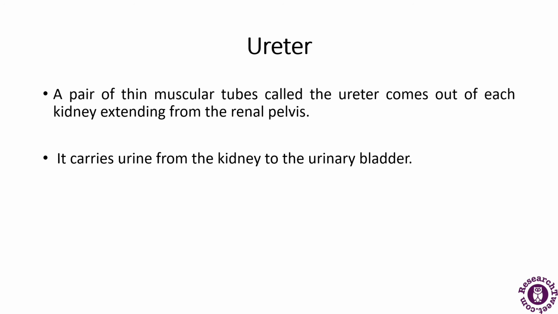Next is the ureter. A pair of thin muscular tubes, called the ureter, comes out of the kidney, extending from the renal pelvis. It was depicted in the diagram as well. It carries urine from the kidney to the urinary bladder. So it acts like a passage for the urine to pass through the ureter and then to the urethra, and it will be excreted out from the body. The function of the ureter is to propel urine from the kidneys to the urinary bladder from time to time.